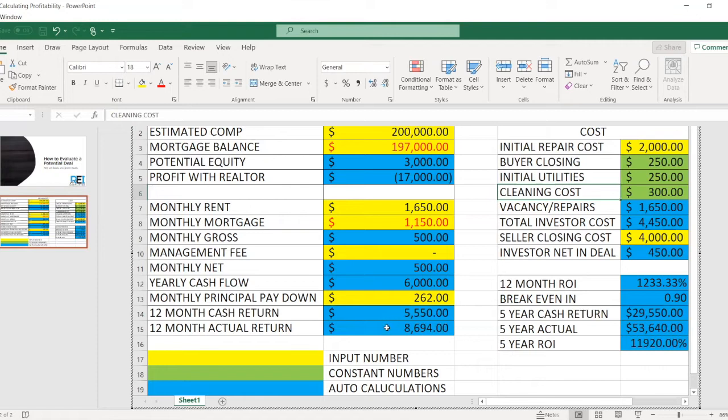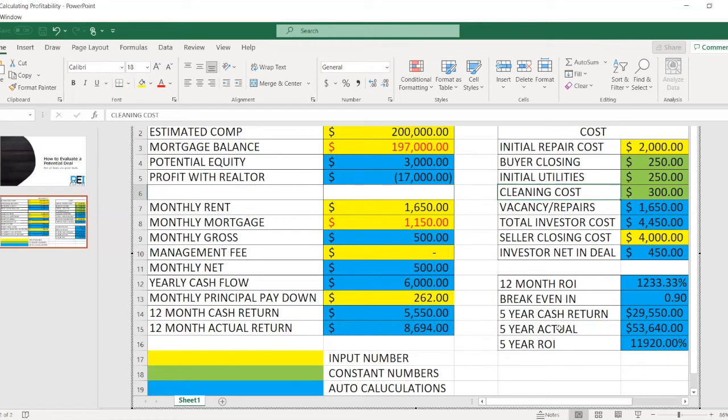Now, this number is what I call a phantom number. You don't realize this number until you sell the property. So you're not going to see this $8,694 in your account. If you were to sell it after 12 months, theoretically, this would be a realization of profit. If you calculate your net together with 12 months' worth of principal pay down, this will be your actual cash return.